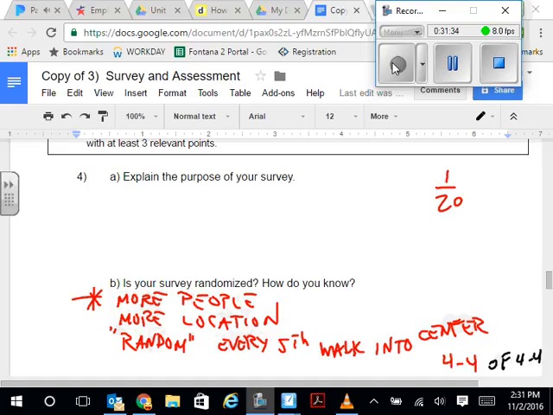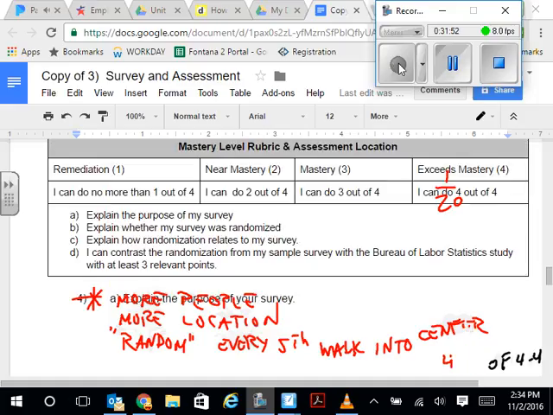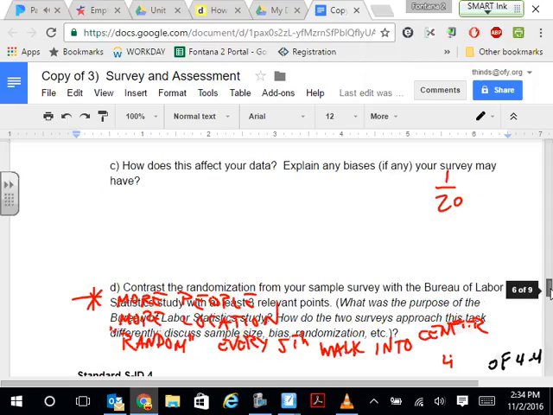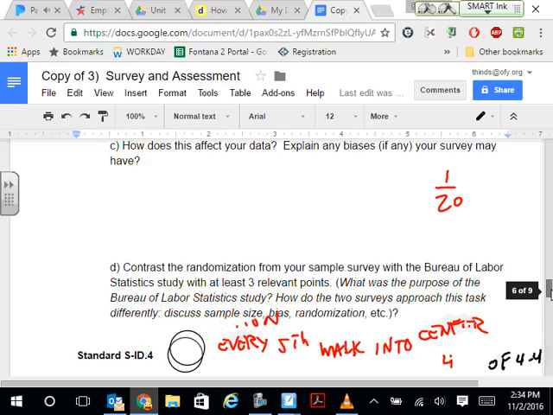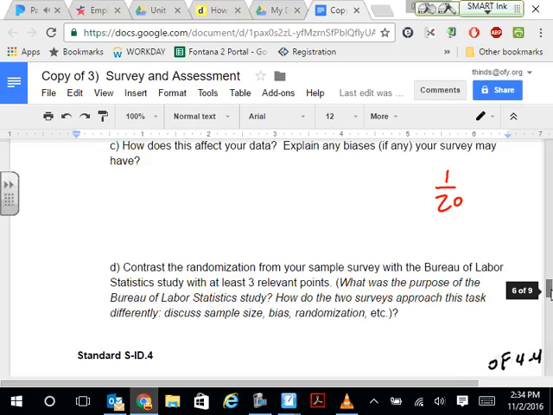Let's see here. Contrast randomization from your sample survey with the Bureau of Labor Statistics study, with at least 3 relevant points. So I see what it's saying here. Based on the 3 things that were at issue with ours, say probably what happened to the BLS's survey. 1, did they have more people? 2, did they use more locations across the U.S.? And then 3, you may not be able to answer how random they were, like choosing every 5th person. You may not know that. But what they want you to do here is basically comment on the larger one, the BLS, versus our little survey. Take a moment, try to write something with that. So basically what you answer for C, you're answering for D, for the BLS.